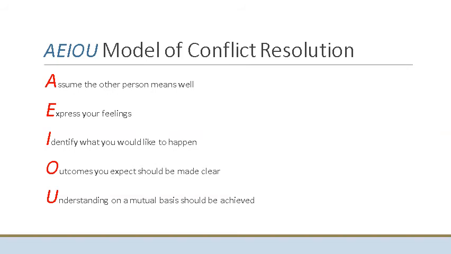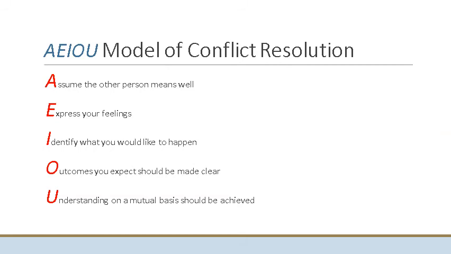There's nothing worse in conflict than somebody yelling at you but never identifying how you can improve upon it or make it better or what the issue is really in the first place. Don't be guilty of doing that. Identify what the issue is. If there's a problem, if there's an issue, identify it. And then O is outcomes you expect should be made clear.